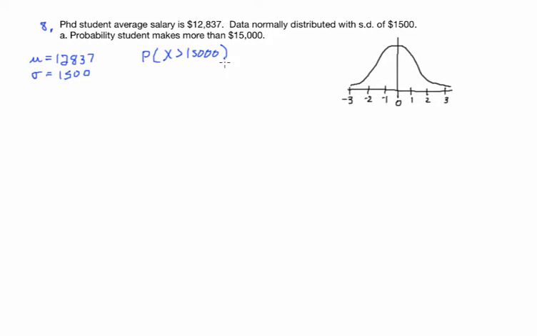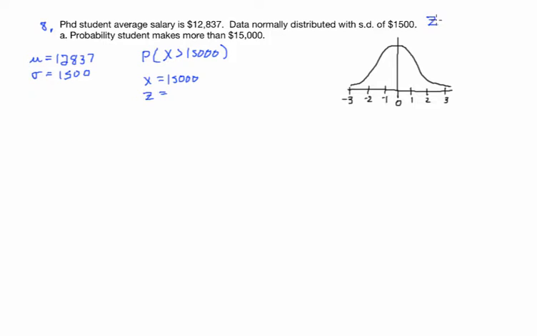Let's guess. First of all, 15,000, that's quite a bit above the mean. I bet it's going to be a pretty low percentage. Let's see if I'm right. The data value I'm looking at is 15,000. I need to turn that into a z-score.